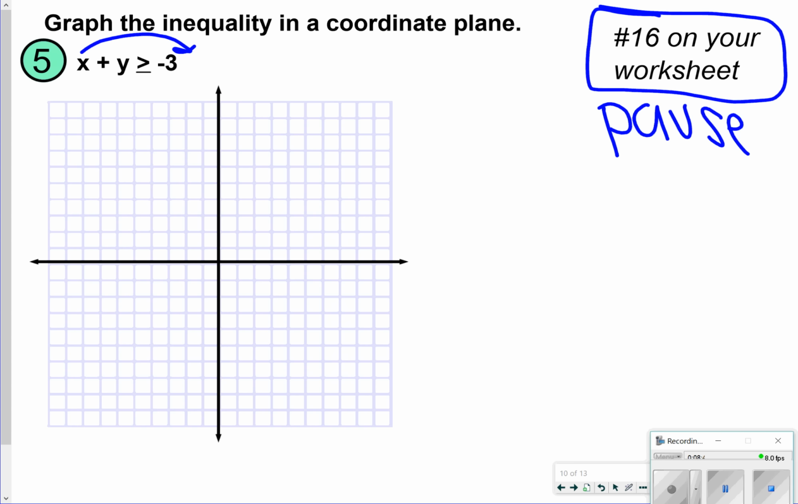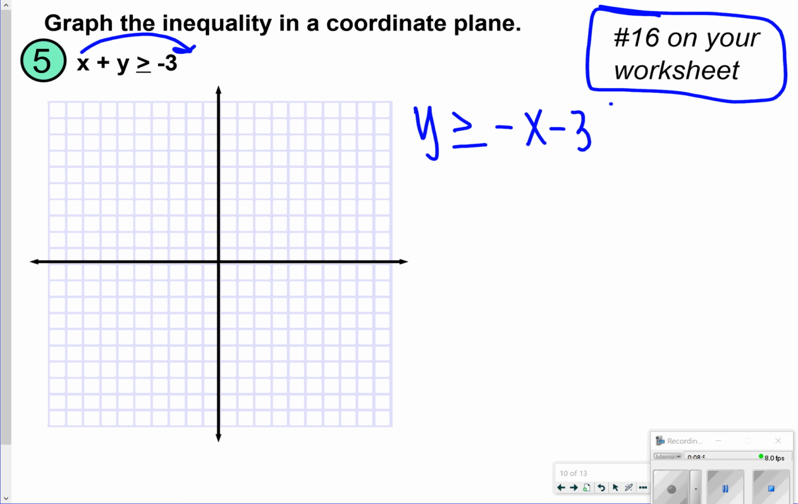All right, so to rewrite it, I first looked at it like this. Y is greater than or equal to negative x minus 3. Once I have that, then I'm ready to start graphing. So my intercept for the y-axis is at negative 3. So I'm going to go down to 3 and plot my point. And then my rise over run is negative 1 over 1. So I'm going to go down 1, run 1. Down, run, down, run. And same thing over here. Just do a few points there.